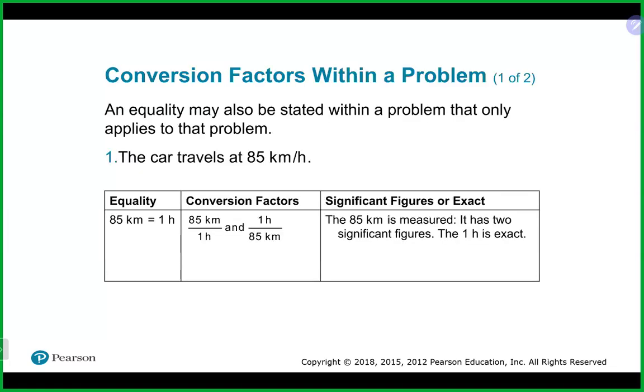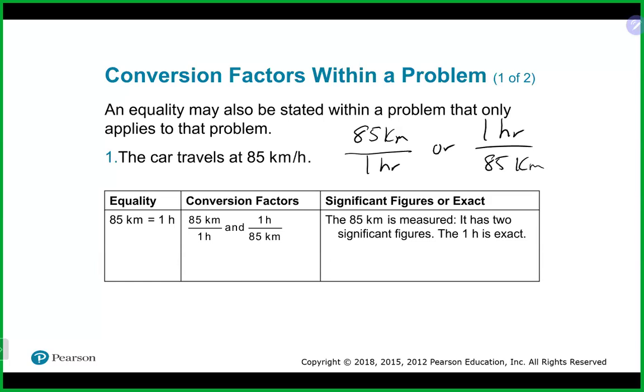Now, as I mentioned before, if you have something given to you in an actual problem, you do need to take the significant figures into account, and you could use it as a conversion factor. So for example, here it says maybe you're driving 85 kilometers per hour. That basically means you're going 85 kilometers over 1 hour. Or you could flip it around, 1 hour, you could travel 85 kilometers.